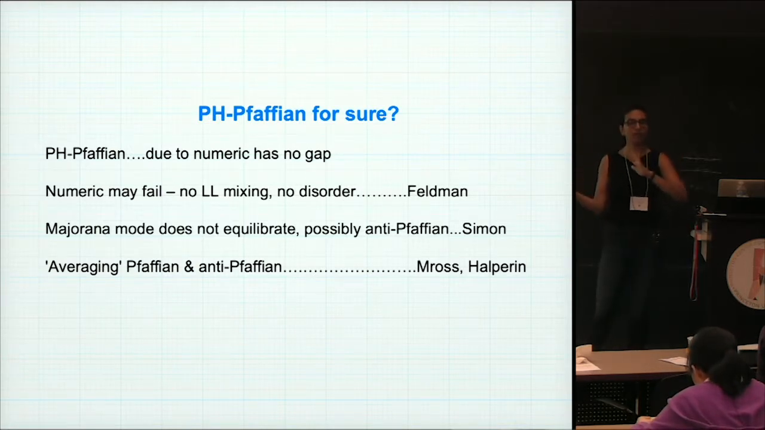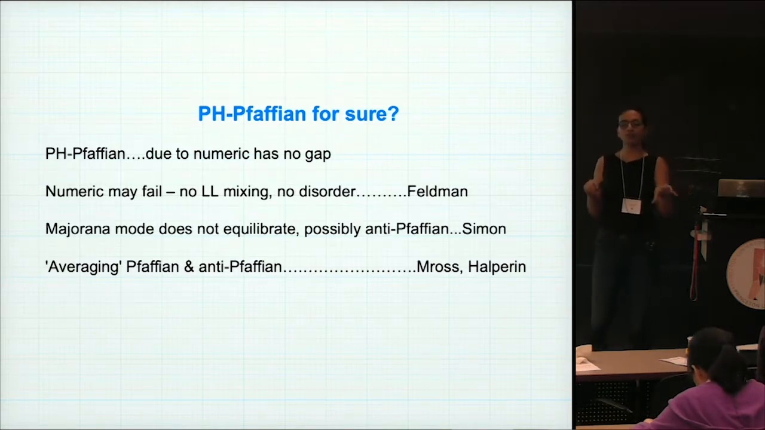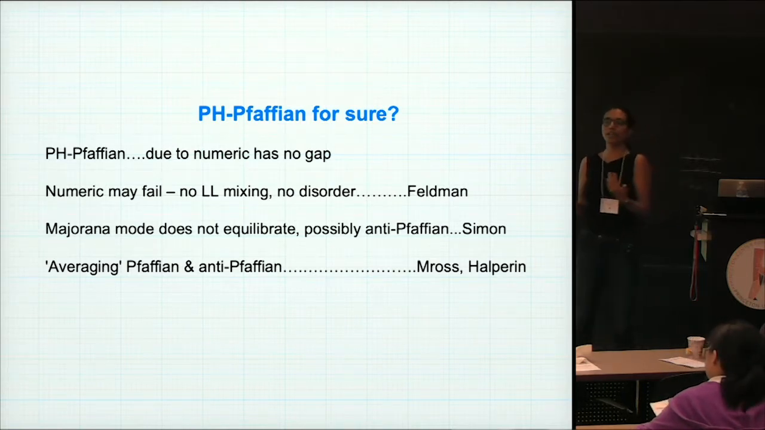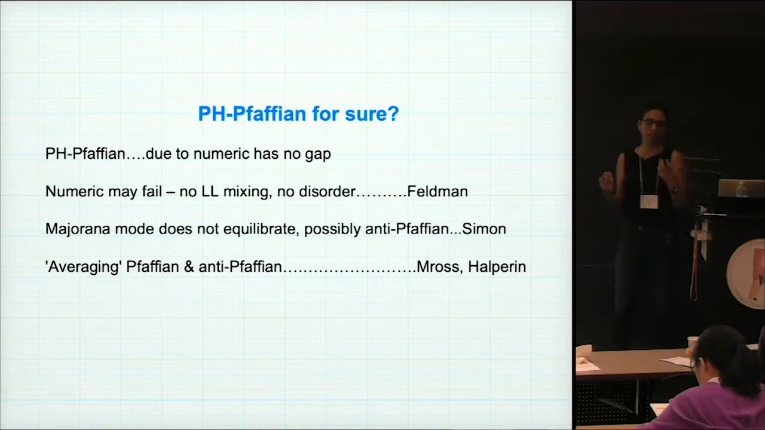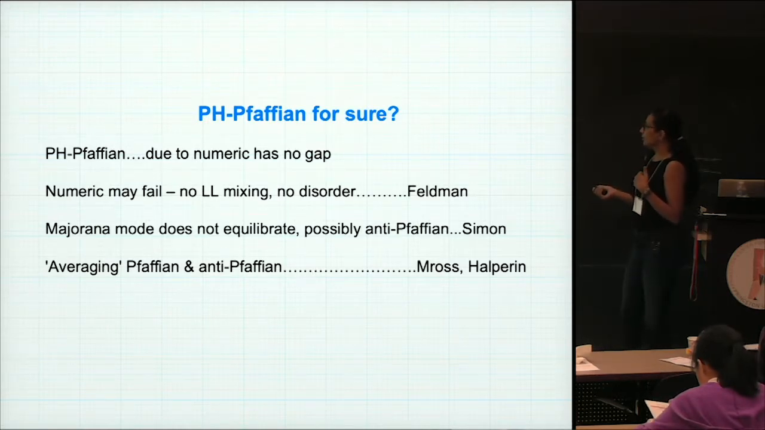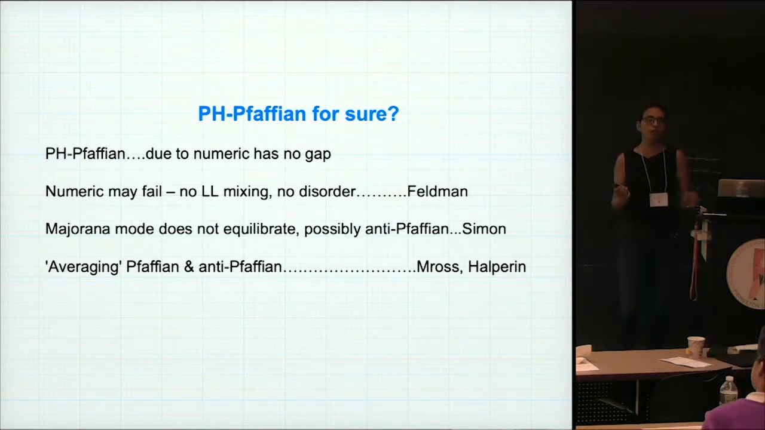Let's say if Pfaffian is a particle picture, you have a hole picture, and you can have these particle and hole puddles next to each other, which can give you an effective PH-Pfaffian, which may look like a PH-Pfaffian order, but actually it's a mixture of all these particle, Pfaffian and anti-Pfaffian states. But my favorite theory is Steve Simon's. He says maybe it's an equilibration issue, and maybe it is.